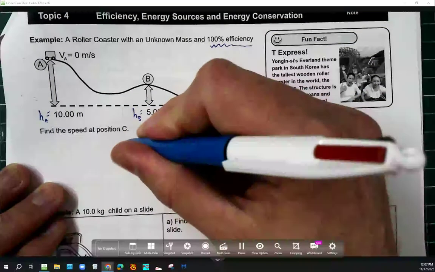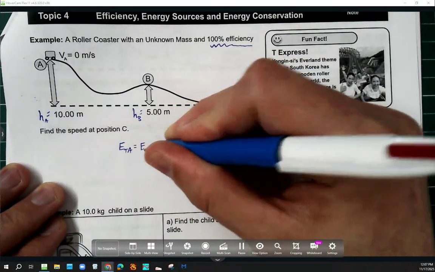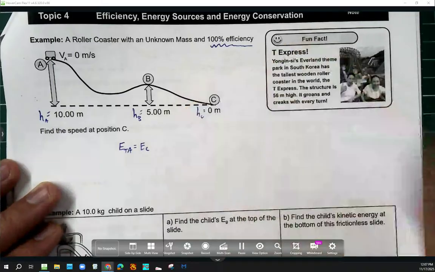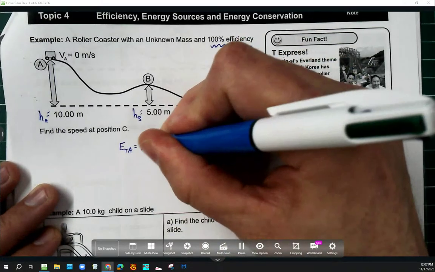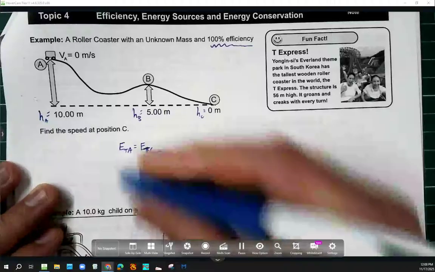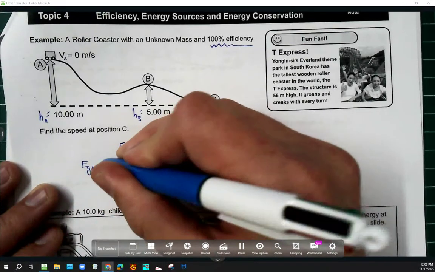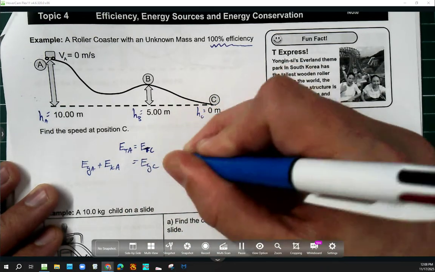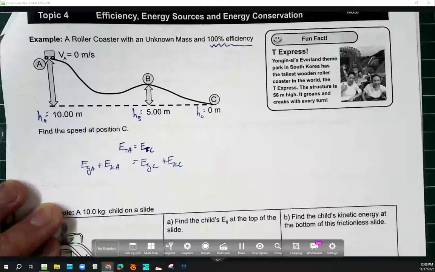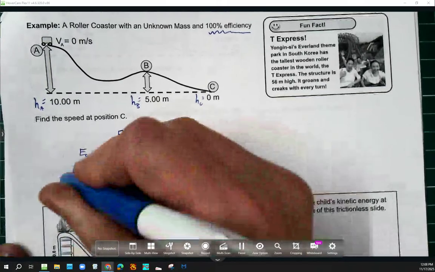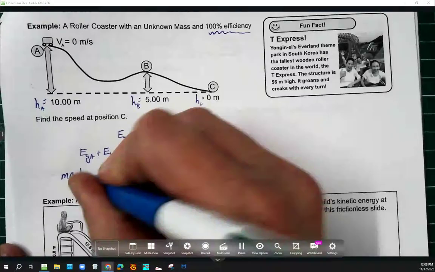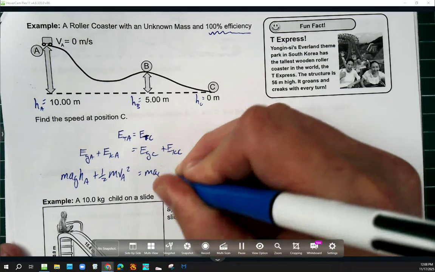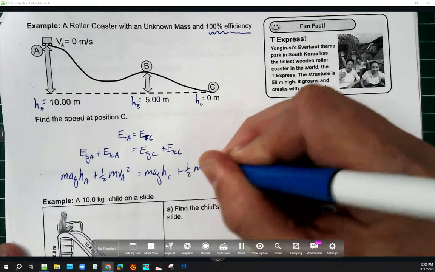For a 100% efficient roller coaster, we just say E total at A is equal to E total, and we could choose B or C. I'm just going to pick C. How fast can this thing go? E total at position C. We expand it out: EGA plus EKA equals EGC plus EKC. Expanding the energies, we get mass times acceleration due to gravity times height A plus 1/2 m vA squared equals mass times acceleration due to gravity times height C plus 1/2 m vC squared.